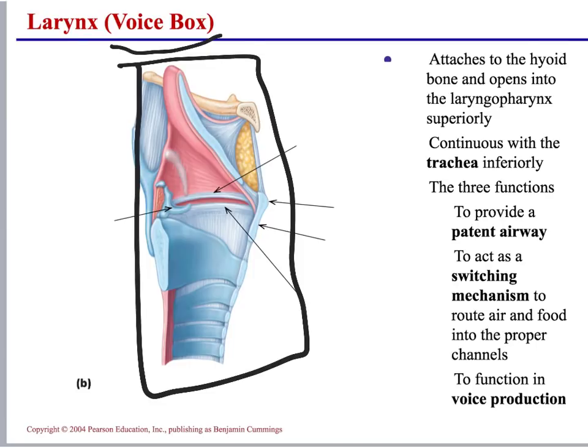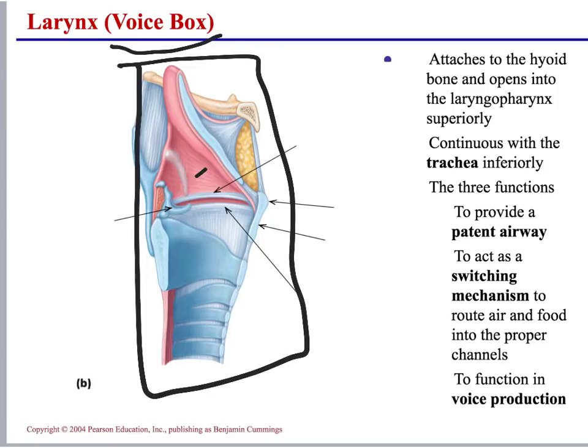Now, these cartilages form a cartilaginous structure that keeps the airway open. So it's not a muscular tube. As air passes through, it stays open nicely. So, these nine cartilages, let me refresh my mind and see what I'm talking about here.